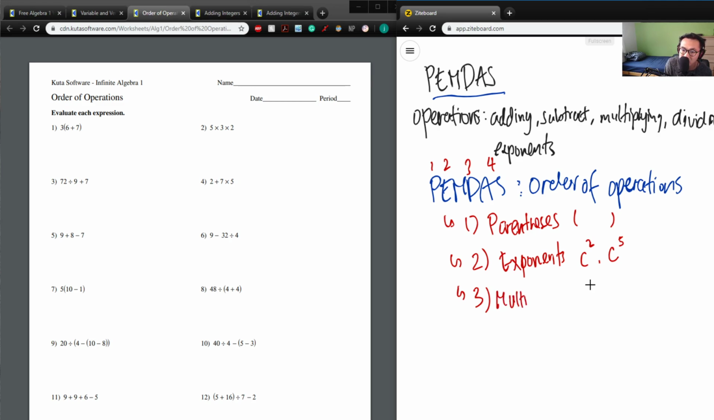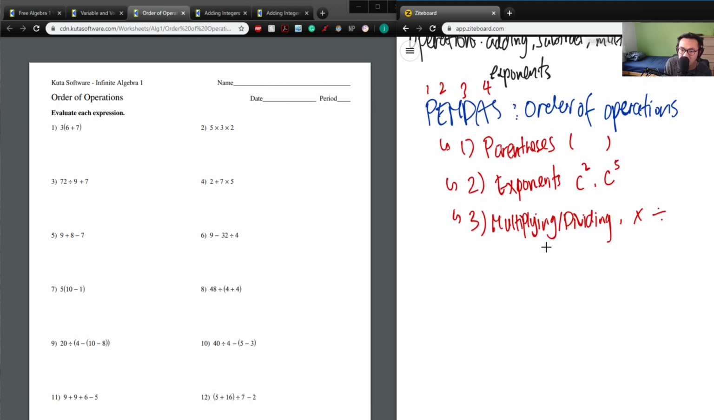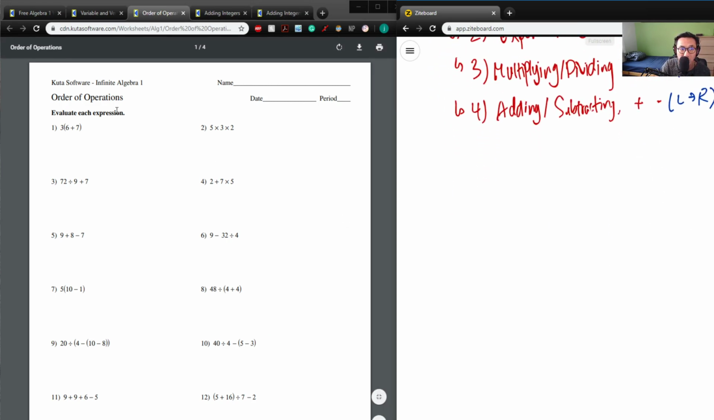So multiplying and dividing. These are operations that we're already familiar with. And then lastly, we have A and S, which are adding and subtracting, so plus or minus. This is important: we do all of these from left to right. So multiplication and dividing go from left to right, and the same with adding and subtracting. We're going to do a lot of examples with this because this is a very, very important concept in Algebra 1. So let's work on this worksheet here for order of operations.